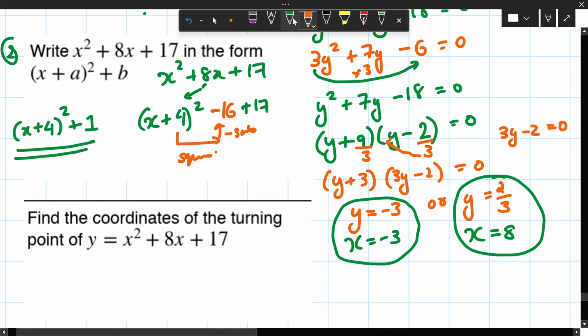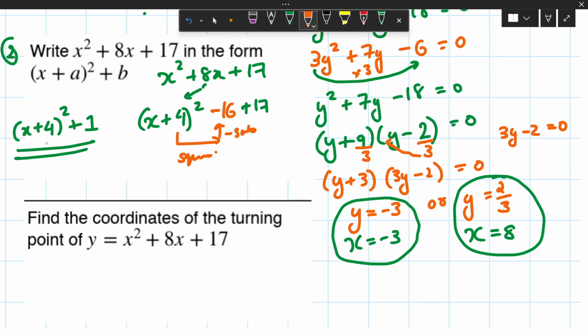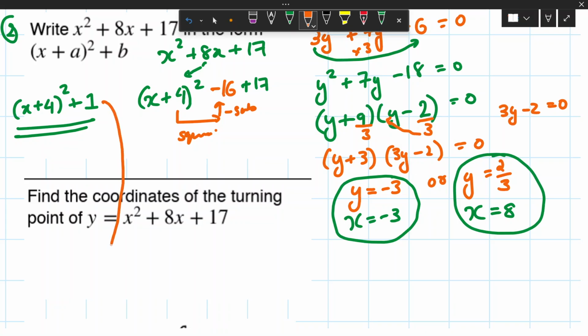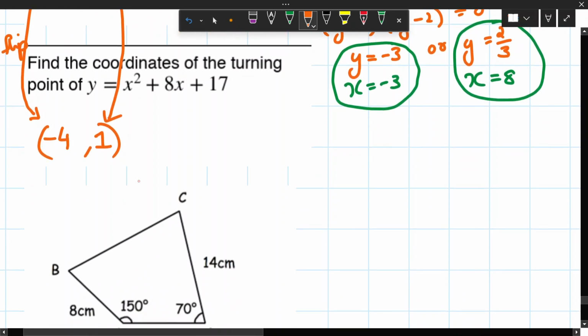So if you want to find the coordinates of the turning point, remember that's one good thing about using the completing the square form, that it helps you to figure out what the turning point is. Only thing that you have to remember is the y coordinate remains as the y coordinate. So the number outside remains as the y coordinate, which is 1. And the number that is stuck with your x, you need to flip that to get your x coordinate, which is minus 4. So the coordinates of the turning point would be minus 4, 1, which you get from the completed square form.